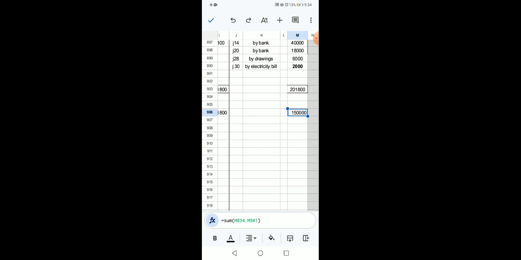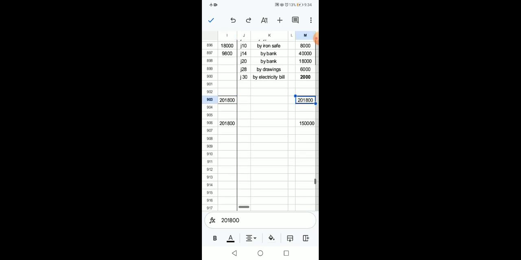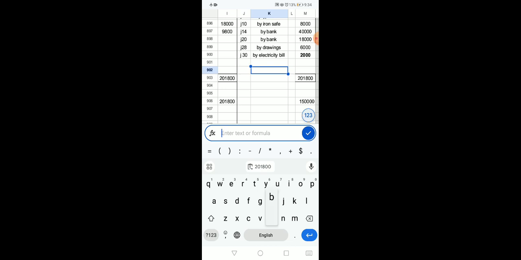Step number 1, total of both sides. Step 2, mark which is the larger portion, larger sum. Here was the larger sum, and you have put the larger sum on total of both sides. So next step is to choose the smaller side. Here you have the smaller side, smaller total. You will write over here by balance.